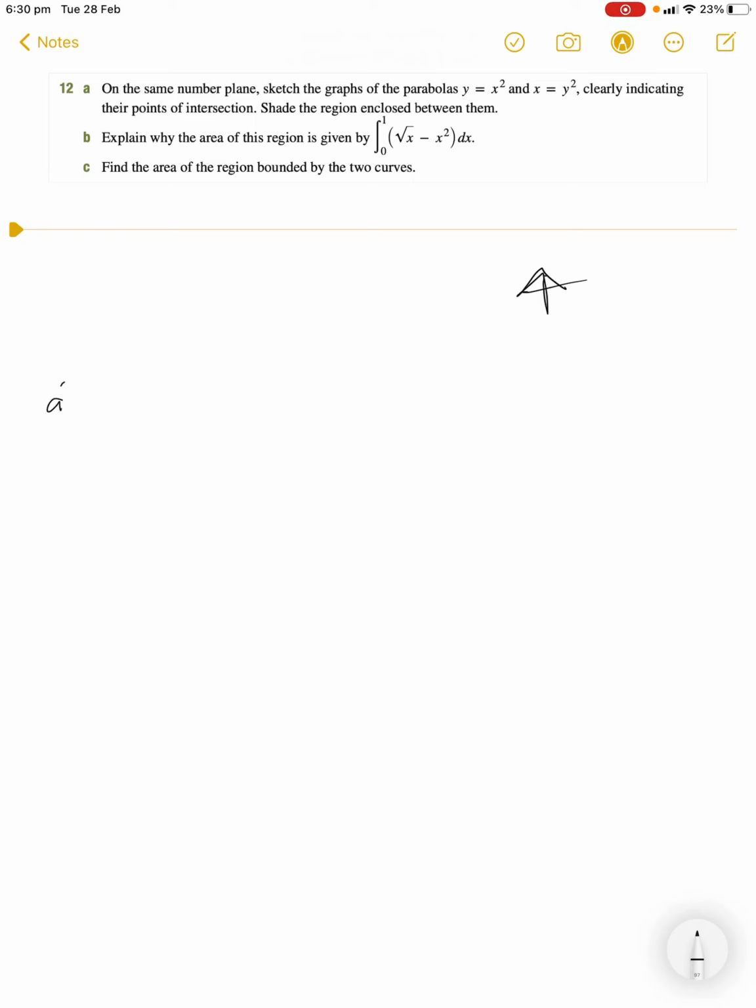Alright, let's start. On the same plane, we're going to sketch these curves, y equals x squared and x equals y squared. Immediately, we're presented with something unfamiliar, and that's this thing right there. How could I write that in terms of y equals? Well, to do that, I'd have to get rid of the squared. And what is the opposite of squaring something? It's the square root, which is what it ends up being.